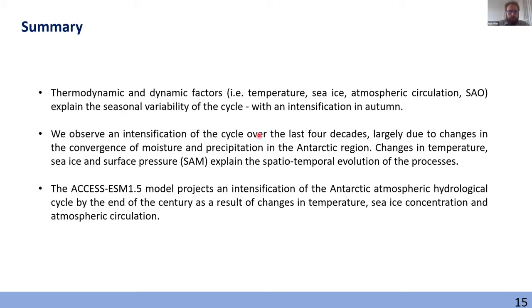We observe an intensification of the cycle over the last four decades. And this is largely due to the convergence of the moisture and precipitation changes. And finally, the ACCESS model project an intensification of the Antarctic atmospheric hydrological cycle by the end of this century as a result of changes in temperature, sea ice concentration, and atmospheric circulation. So thank you for your attention.